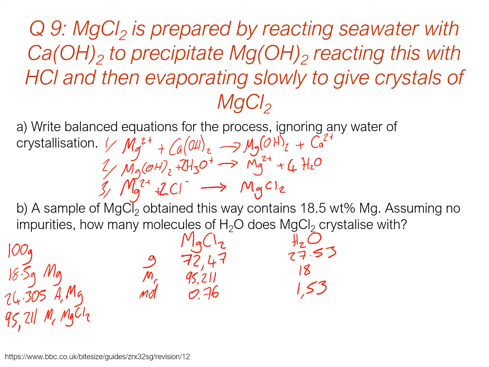And then, much like we did with the empirical formula calculations, or you would have done in high school or whatever, you divide them both by the smallest. So let's just write divide here. And then we end up with 0.76 divided by 0.76 is obviously 1. And then 1.53 divided by 0.76 is 2. So then we know that the formula is MgCl2·2H2O. So yeah, it crystallizes with 2 molecules of water for every molecule of magnesium chloride.